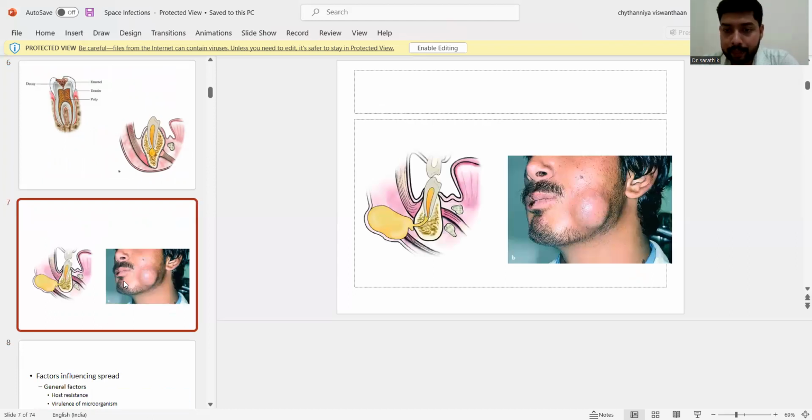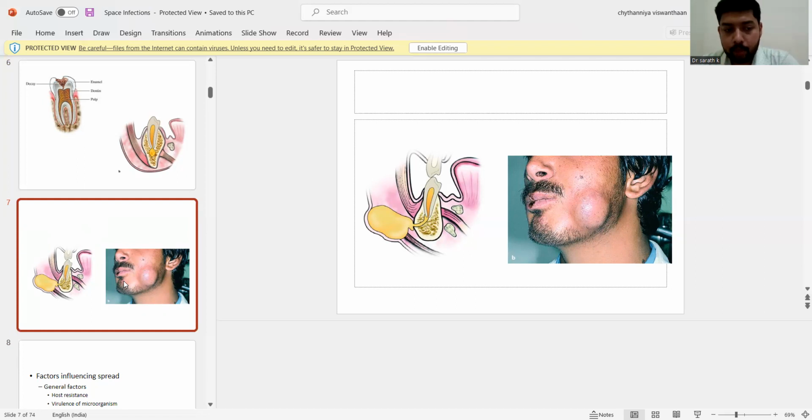This is a pictorial representation of an infection from a lower tooth, preferably a lower premolar, which has spread into the adjacent space. It can be a submandibular space infection, or it can go into your submental space, or it can go into your secondary spaces.